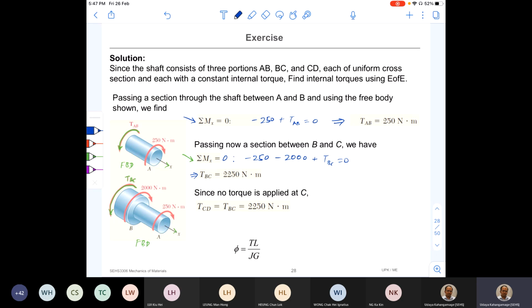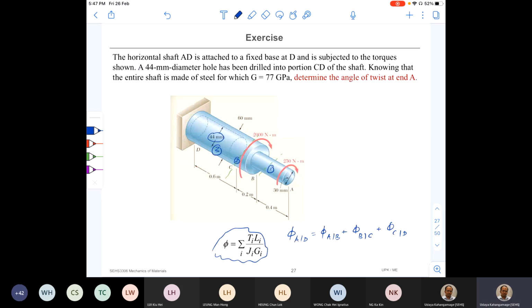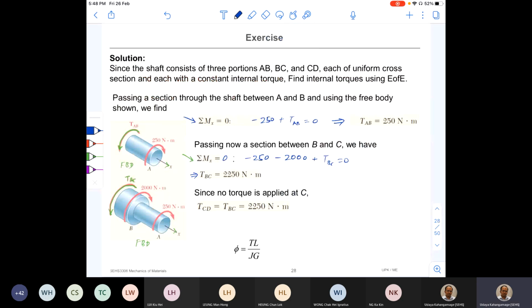Next, we need to find the internal torque between C and D. For that, again, you need to cut this member between C and D and draw a free body diagram. But by observation, you can see that from C to D, there are no other extra torques applied. Therefore, the internal torque is the same from B to D, the whole section, B to C and C to D. That's what is written here. Since no torque is applied at C, TCD is equal to TBC, the same value.